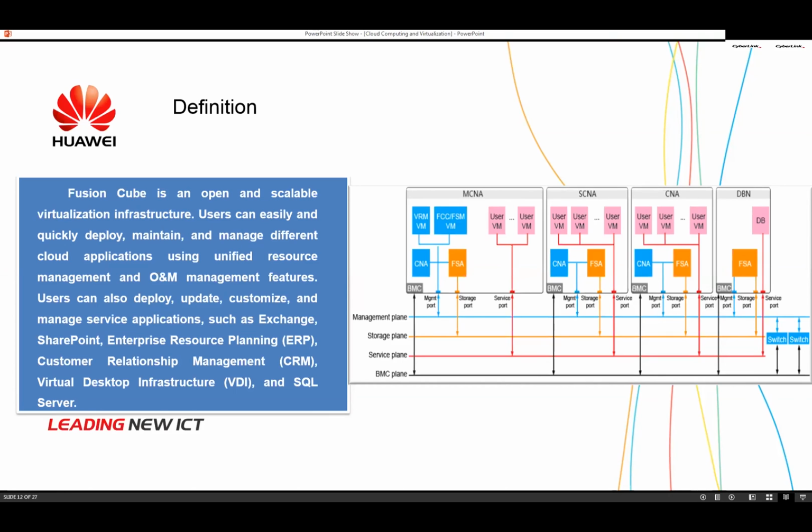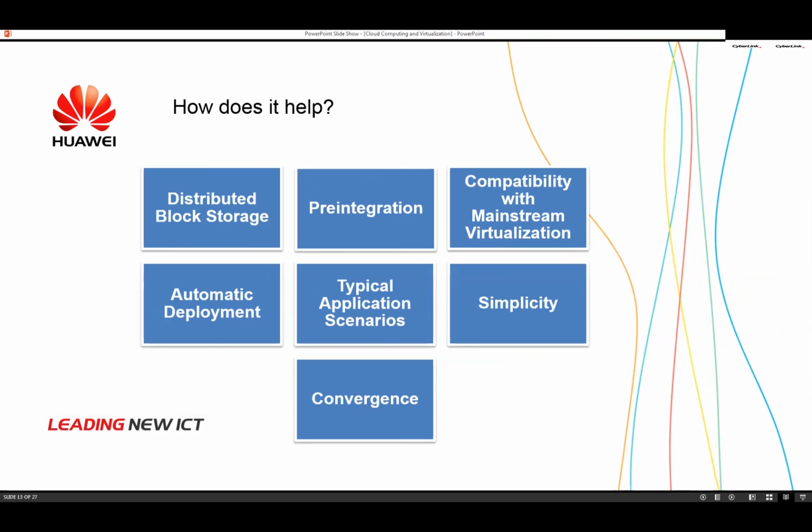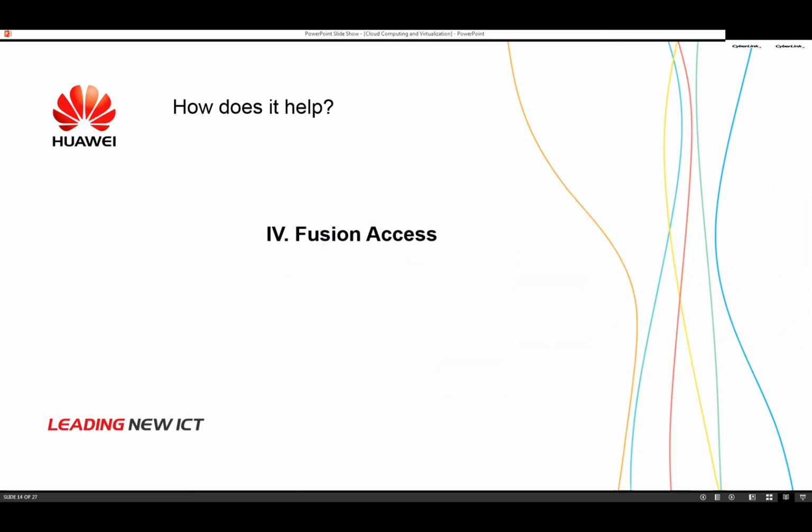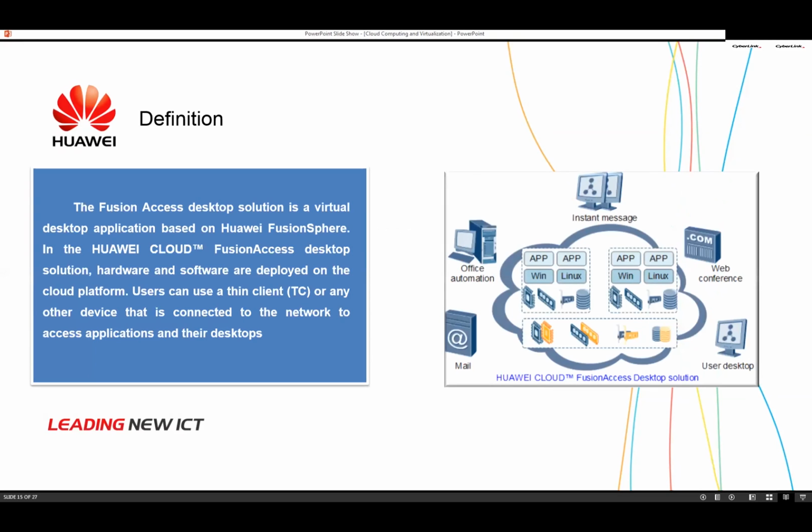This is a little bit about Fusion Cube. Now, if everyone agrees, I will proceed further with Fusion Access, which is the last product that we have in virtualization. And what is it? What is Fusion Access? Let's start with the definition.